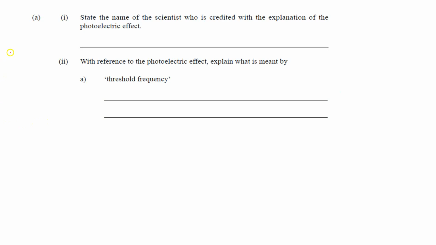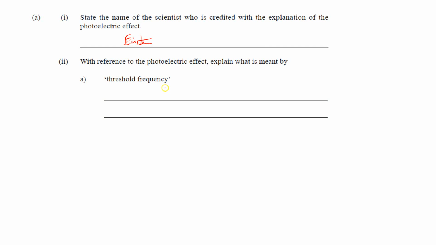It says, name the scientist who is credited with the explanation of the photoelectric effect. There are several scientists that did work as it relates to it, right? But Einstein is the man who is credited for this more than anybody else, right? So Einstein found out a lot of things. It says, with reference to the photoelectric effect, explain what is meant by the threshold frequency. So simply put, the threshold frequency is the minimum frequency at which photoemission takes place.